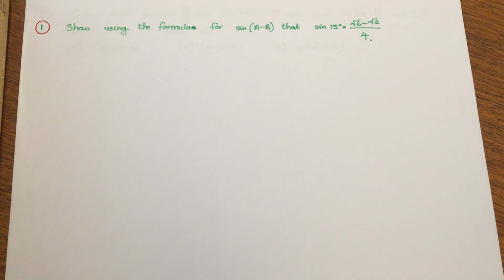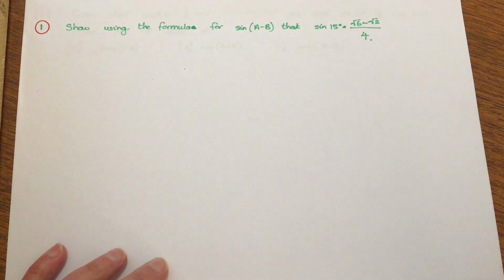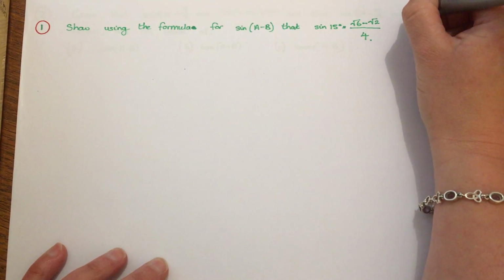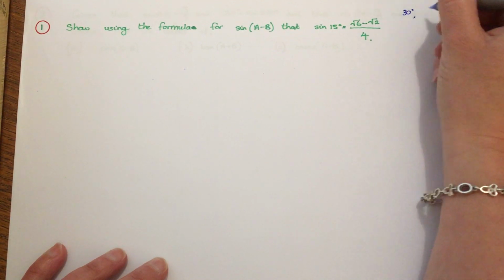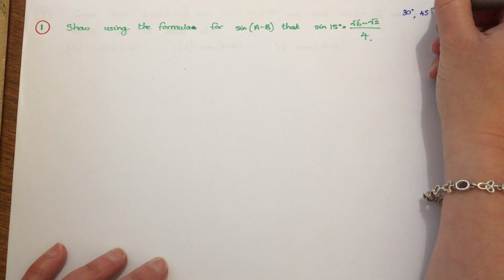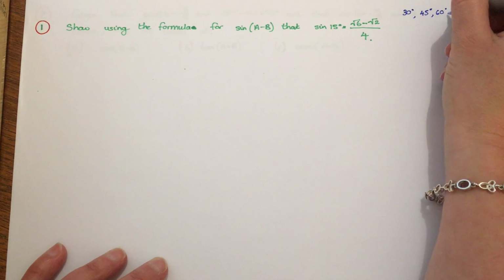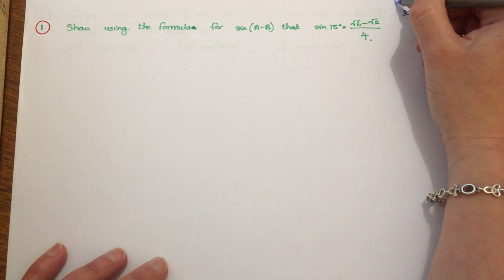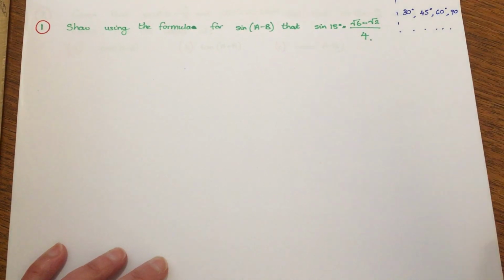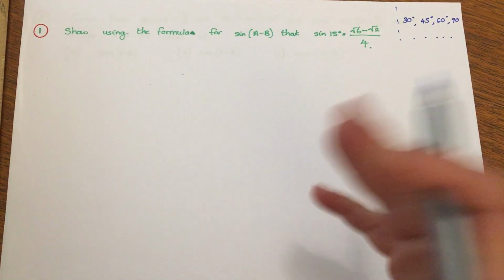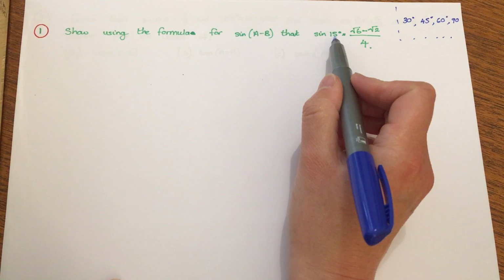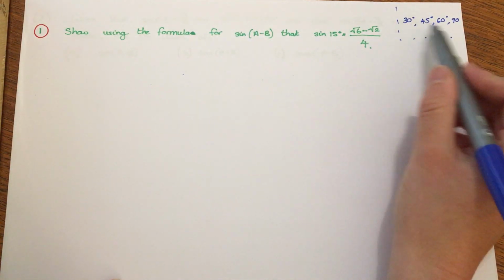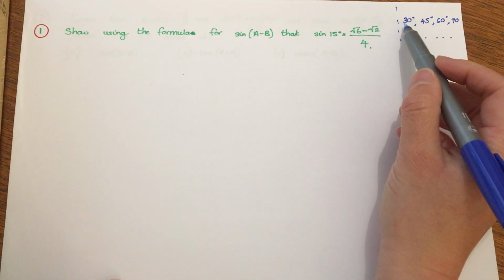without a calculator. So you should know or should be able to work out exact values for 30, if I'm in degrees here, 30, 45, 60 and 90. So they're the exact values that you should know or be able to derive. So how can we make 15, which is what we want, out of these exact values? Well, 15 is 45 take away 30.